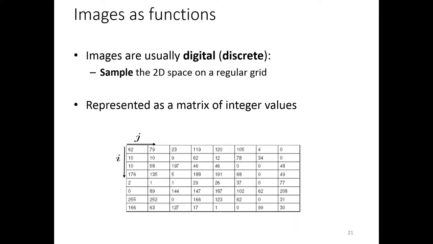Another concept for images is that we can often see an image as a function. For example, a typical image is two-dimensional, so we can think of it as a two-dimensional function, like this one. You have one argument i and one argument j. If the function is I, for example I(i,j), then I(1,1) will be this value here, like 62.